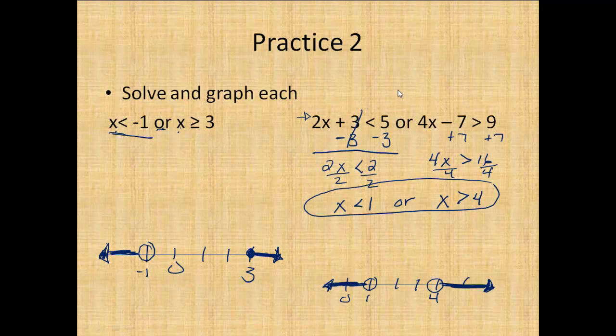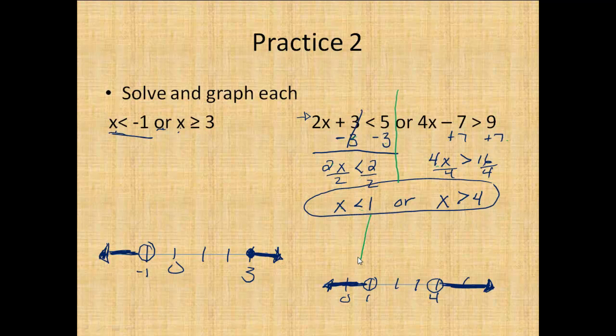Alright, the first thing I did was I chose to do the left half first. Now with an or, they're separate. They're totally separate. So you solve it just like a regular inequality. Subtract 3 from both sides, divide by 2. I don't need to flip the sign because I wasn't dividing by a negative, and I got x is less than 1. Then I go over to my next inequality. Add 7, divide both sides by 4, and I get x is greater than 4. So now my inequality is x is less than 1 or x is greater than 4.